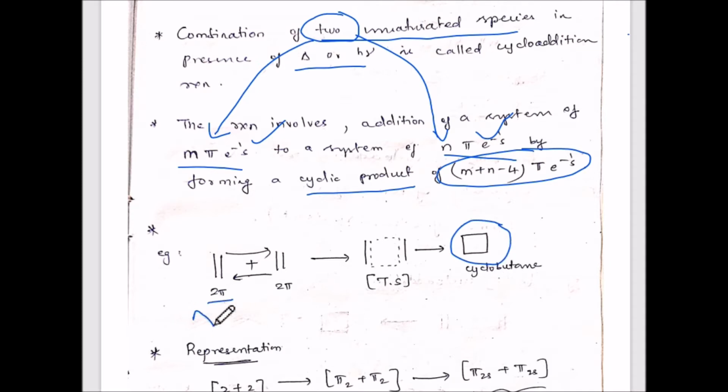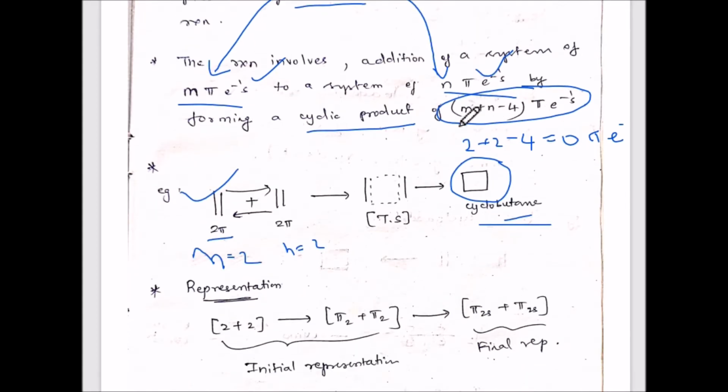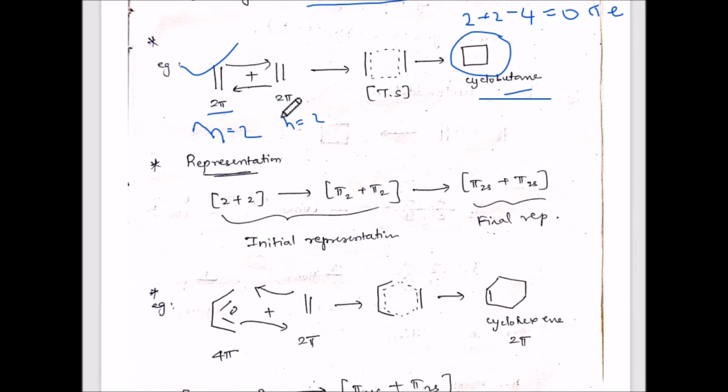You see it is a 2 pi system, so your m is equal to 2 and n is also equal to 2, and m plus n minus 4 is 2 plus 2 minus 4, which ends up as 0 pi electrons. So in this particular reaction the end product will have no pi electrons. This is a simple thing which you have to notice here. If your system has m pi electrons and n pi electrons, you can analyze what type of product you will be getting, with how many pi electrons. Generally it will be represented like this. Normally a 2 pi system is there, so it is represented as 2 plus 2, or pi 2 plus pi 2, or in the final representation the product can be represented like this. This is how you will be representing your cycloaddition reactions.